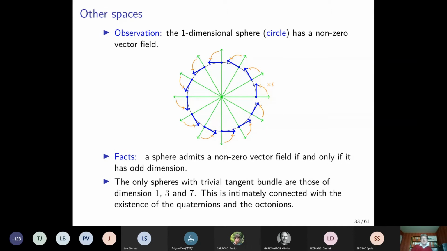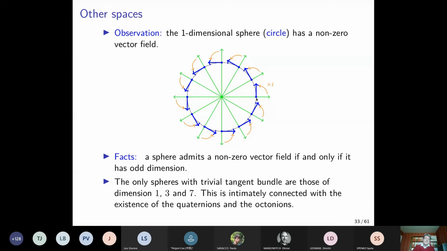You can also ask when it happens that the whole tangent bundle is trivial. Well, it turns out that this happens very rarely, namely in dimensions 1, 3, and 7. And this is intimately connected with the existence of the quaternions and the octonions. So for the people in the audience that know about the quaternions and the octonions, I can explain how this works.